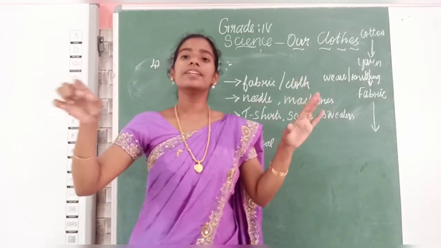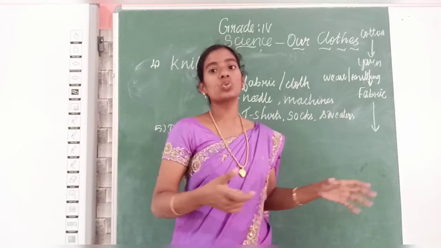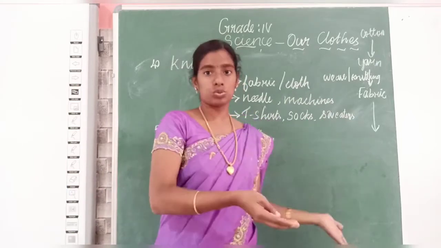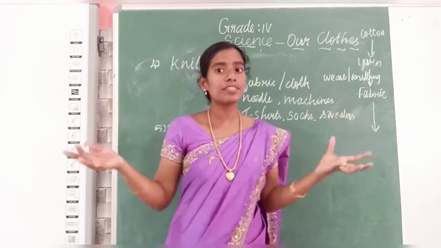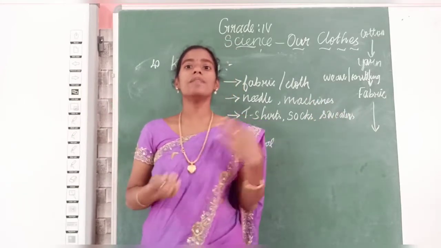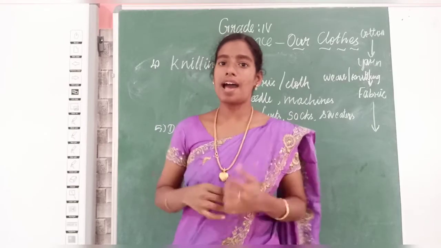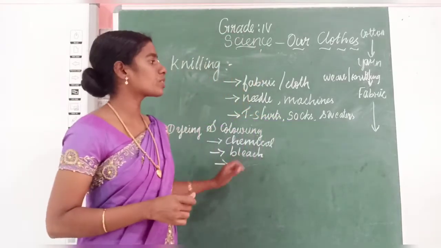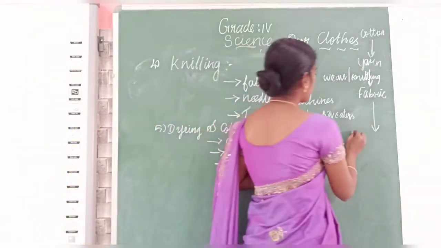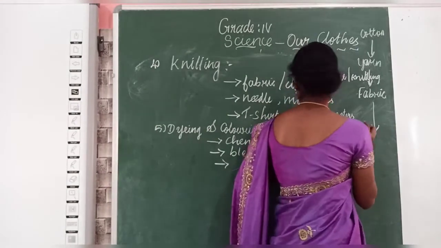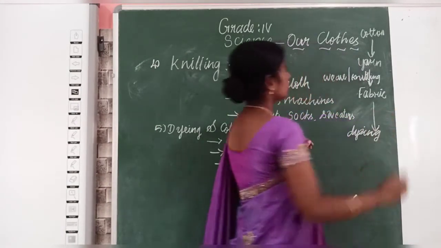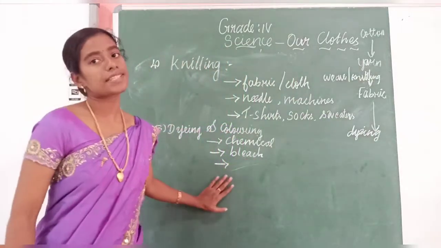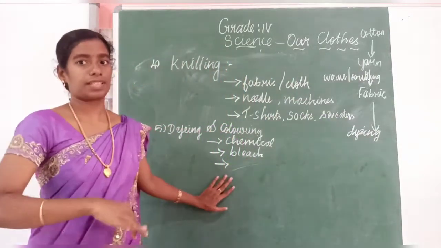And when it is colored, we can stitch that into a shirt, into a chudi. So we are changing those colorful fabrics into dresses for ourselves. These are the 4 steps in making cloth. What are they? Let's recall the 4 steps once again.